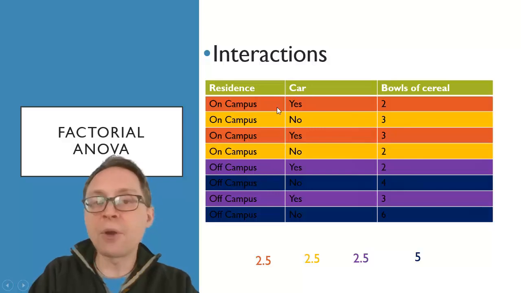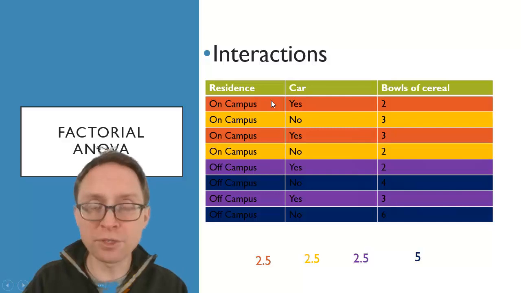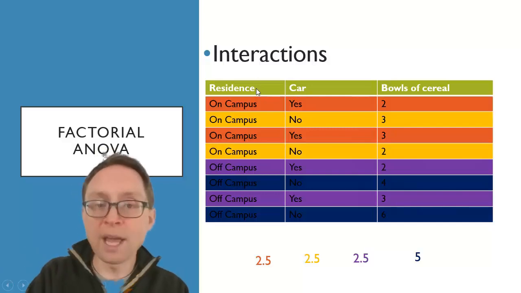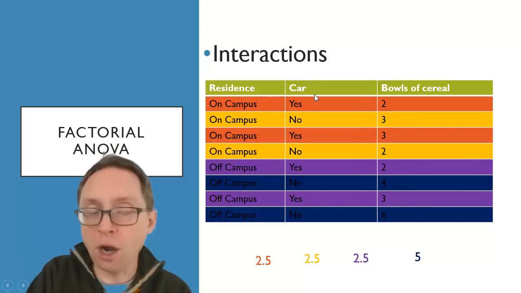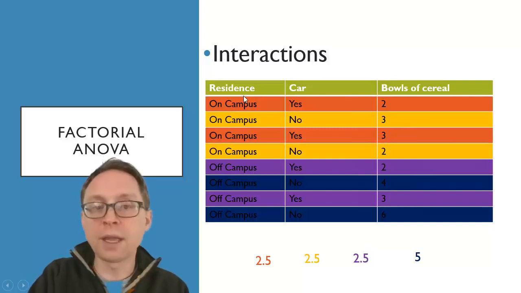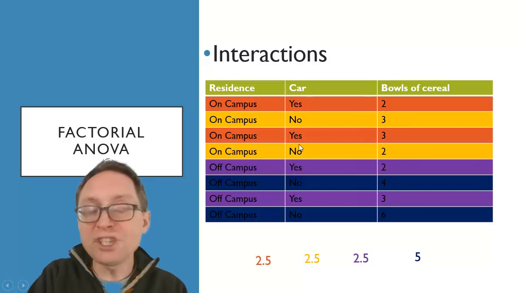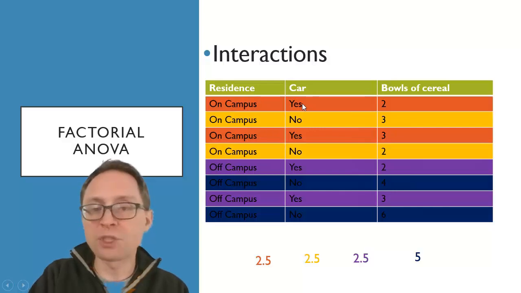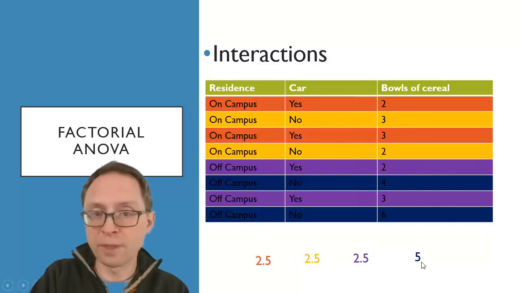The interaction is how these factors interact with each other, how residence interacts with car on how many bowls of cereal you eat, right? It's saying, all right, I want to look at the combination of living on campus with owning a car compared to the combination of living on campus with no car compared to the combination of off campus, yes car, off campus, no car. That means we're going to have four different groups involved in that interaction.